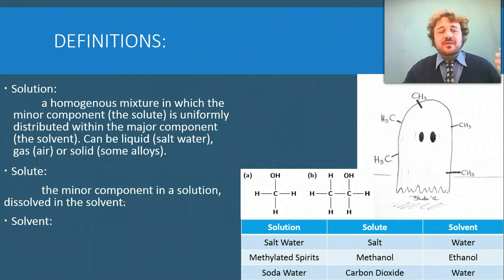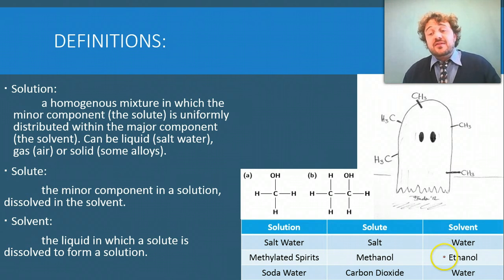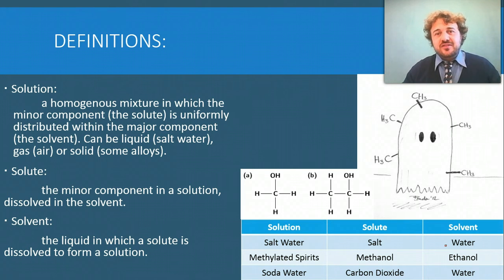Alright, so the solute is the minor component, and it's the one that's spread throughout. And the solvent then is the major component which the solute is dissolved into, and that's what makes our solution. So we can have salt water, where the solute is salt and the solvent's water. Methylated spirits, where we've got methanol as the solute and ethanol as the solvent. And soda water, which is pretty much all soft drinks, plus the sugars and stuff. That's carbon dioxide dissolved into the water, and that's why it's bubbly.